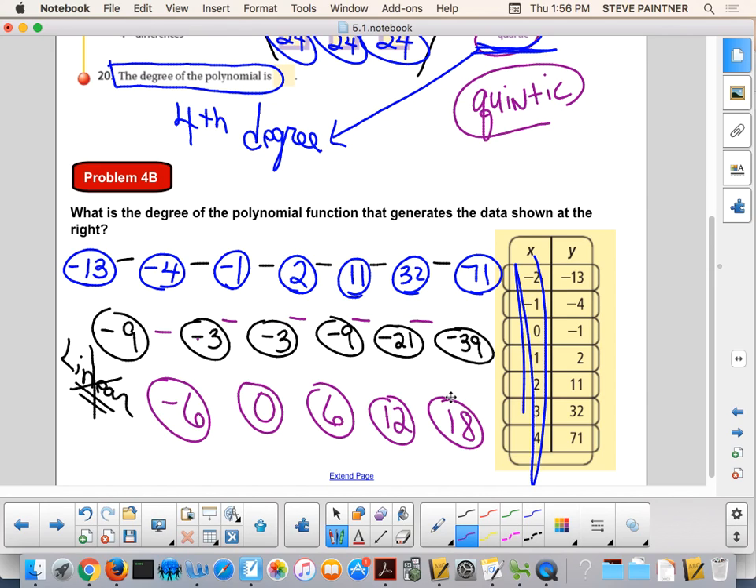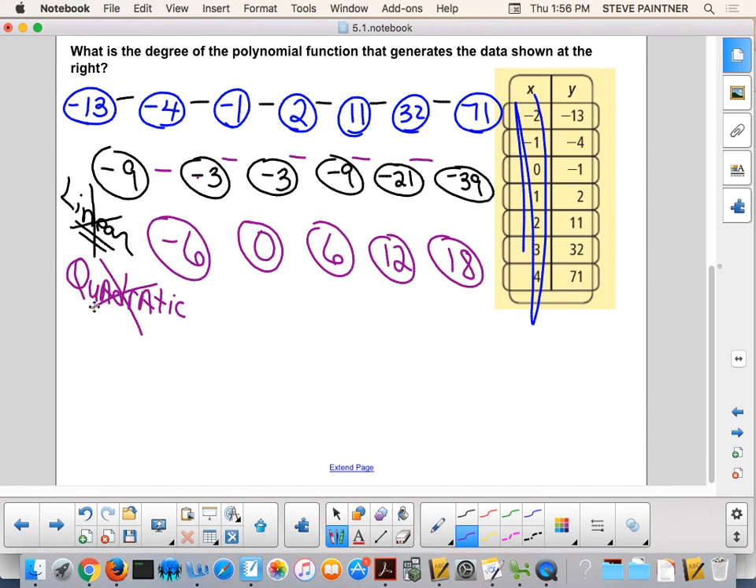Okay. So if it doesn't come out to be the same, it's not what? It's not quadratic. Cross it out. Put a minus in between every one of them. Negative 6 minus 0, negative 6. 0 minus 6, negative 6. 6 minus 12, negative 6. 12 minus 18, negative 6.